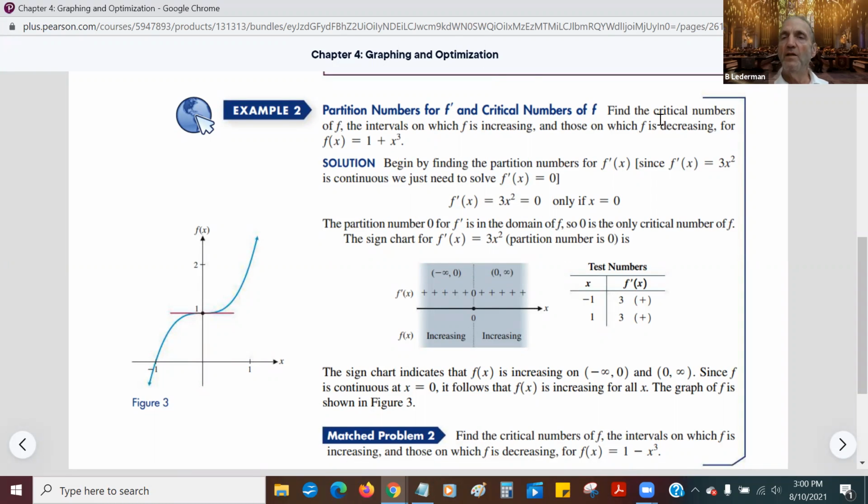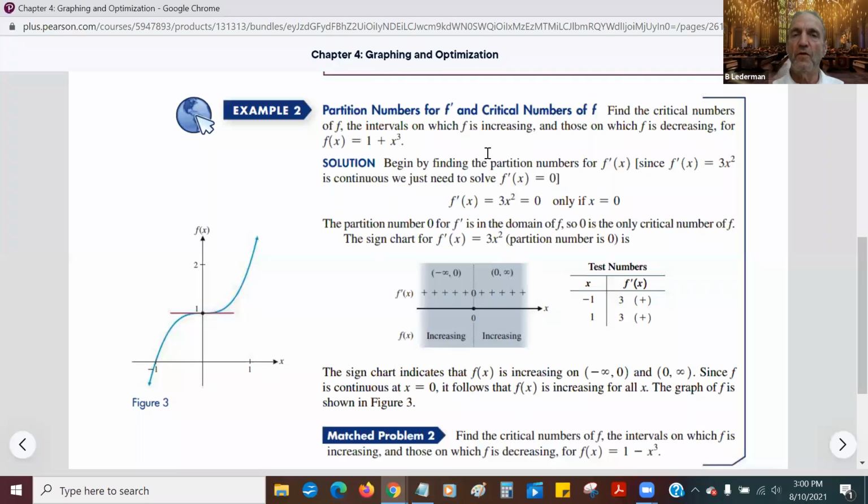Find the critical numbers of f, the intervals on which f is increasing, and those on which f is decreasing, for f of x equals 1 plus x to the third power. So here's my original graph. This is f of x equals 1 plus x to the third power. It's a third degree equation, and this is what it looks like. Pow.